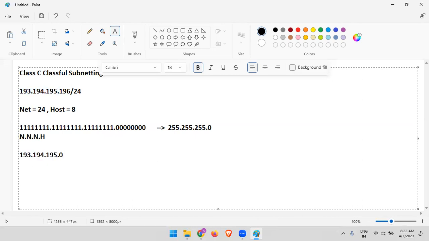Dot 0. First address, dot 1. Last address, second last address, dot 254. And this will be the network ID, first valid IP, last valid IP, broadcast IP.